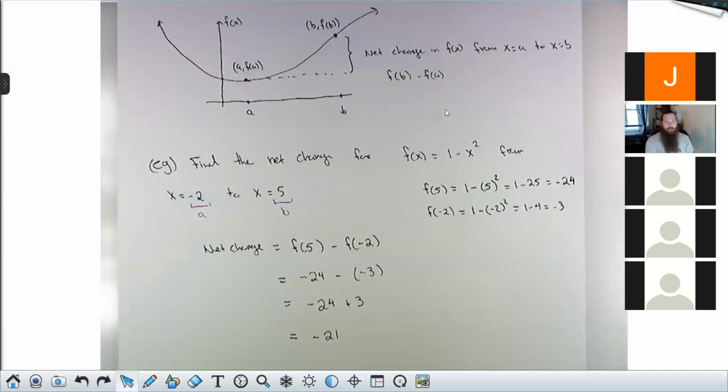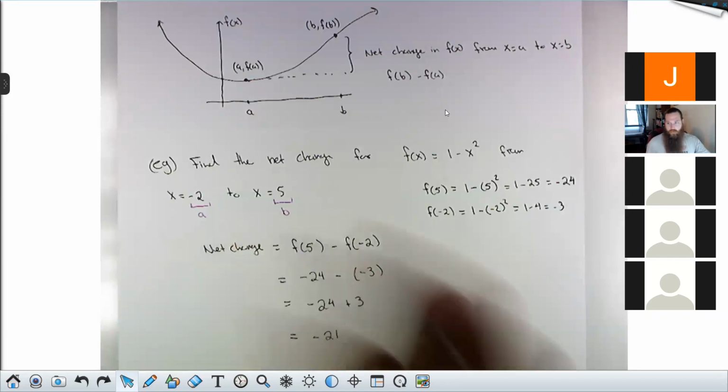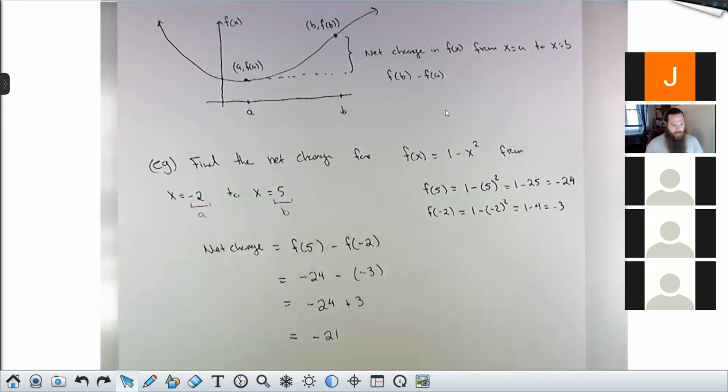Associated with this concept of net change is something called a difference quotient. And these appear in your homework. They're really good practice with function notation. So I want to work one or two difference quotient problems with you as well. Last call for questions on this. This is the only example I'm going to do with net change since it's fairly simple.